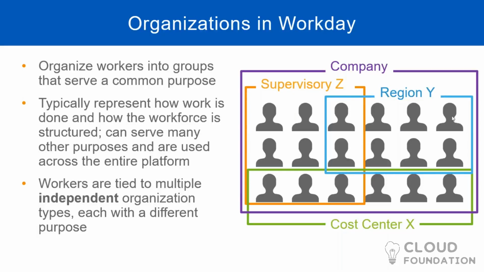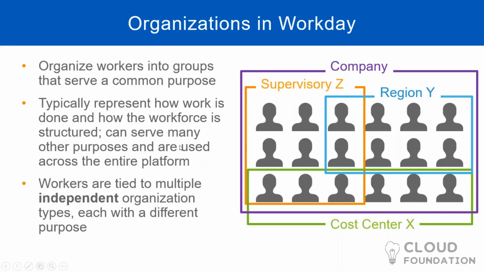And similarly, we have these 6 employees who are part of a cost center called X. Out of these 6 people, 3 are part of the supervisory organization Z. The other 3 may be part of some other supervisory organization. So one worker can be a member of more than one type of organization. Usually they are part of a region, a cost center, a location, a supervisory organization, etc.